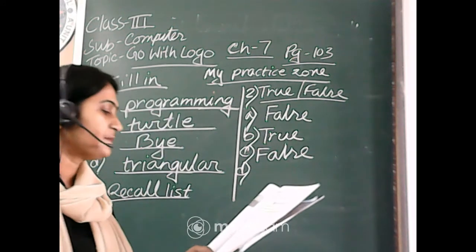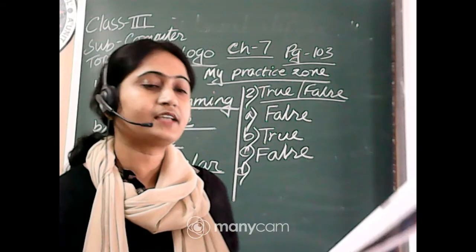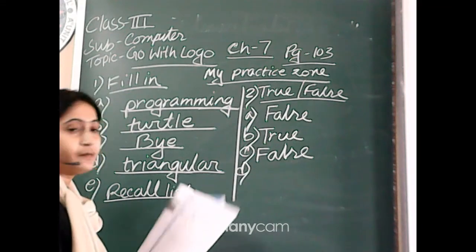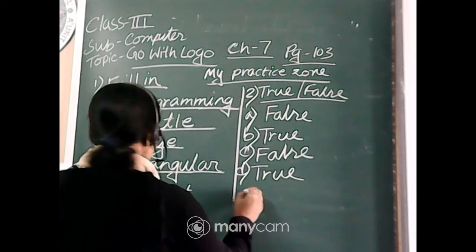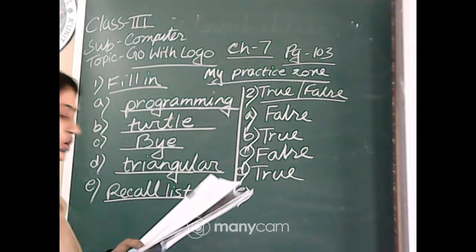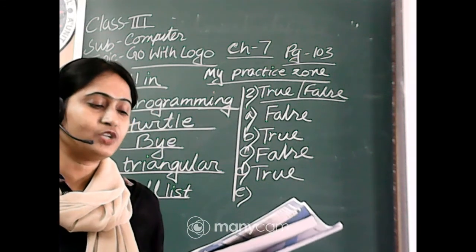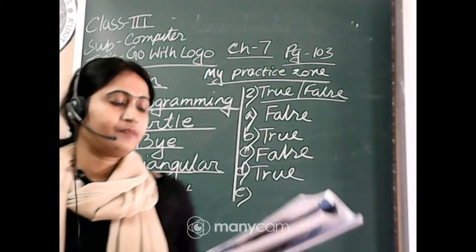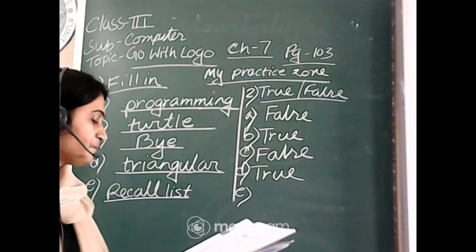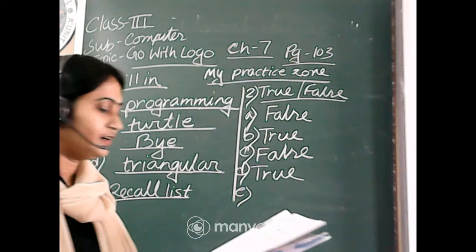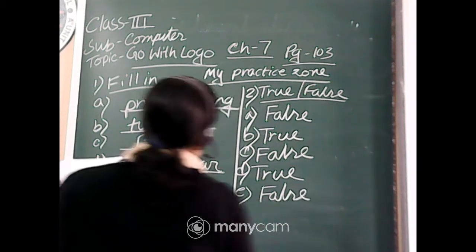Next, number D. You can press the execute button to execute the command. Yes, you can press the execute button to execute the command, and you can press the Enter key also. So D, true. Next, number E. Logo does not have a record of commands given by you to the turtle. It is false, because Logo can have a record of commands in the recall list. So E, false.